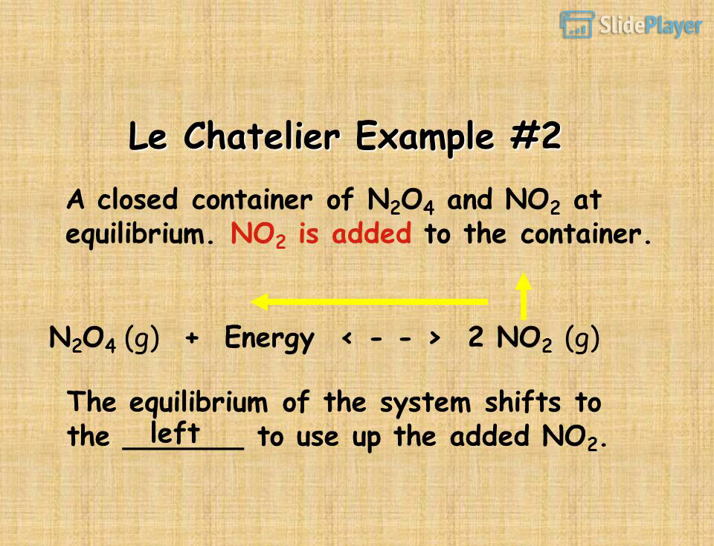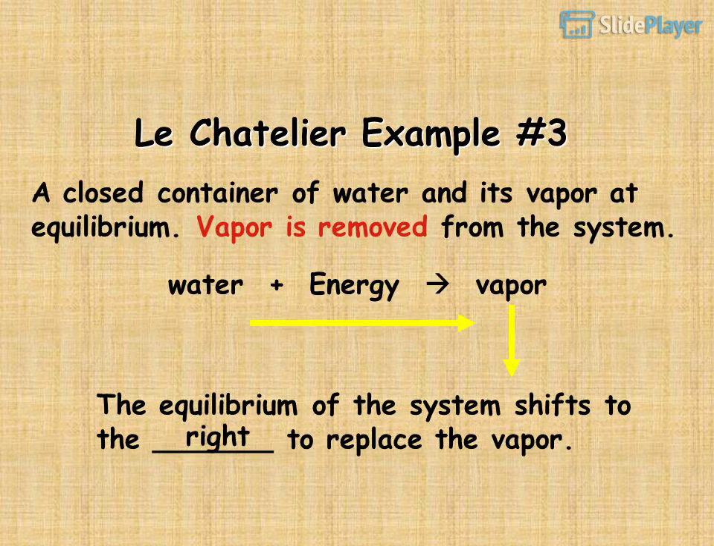Le Chatelier example number 2. A closed container of N2O4 and NO2 at equilibrium. NO2 is added to the container. N2O4(g) + energy ⇌ 2NO2(g). The equilibrium of the system shifts to the left to use up the added NO2.